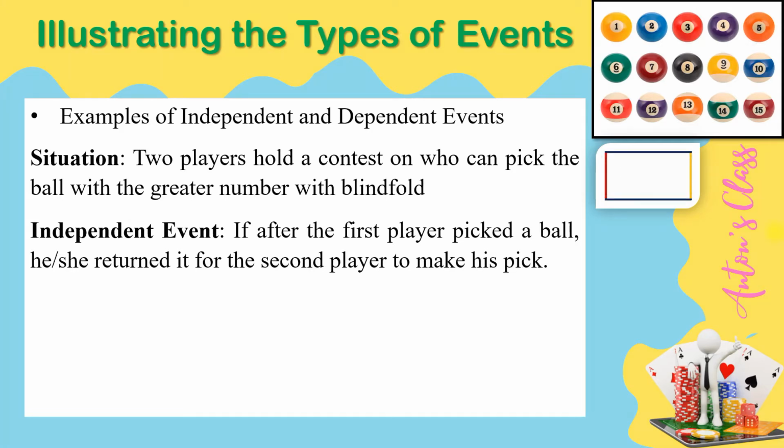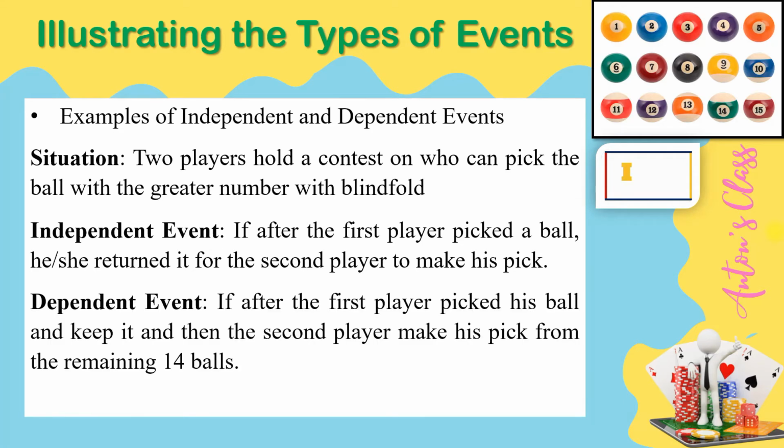Take note, the first player returned the ball. Now for the dependent event. If after the first player picked his ball and keeps it, then the second player makes his pick from the remaining 14 balls. In this case, the first player did not return what he picked.